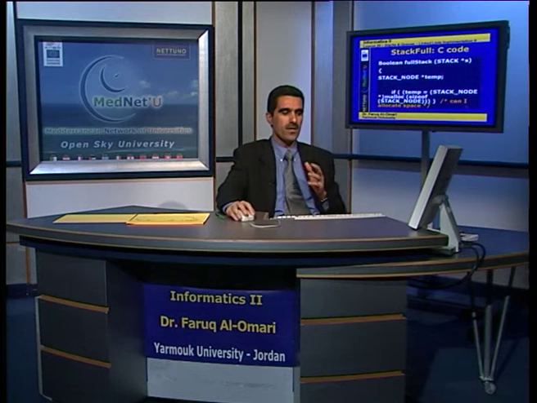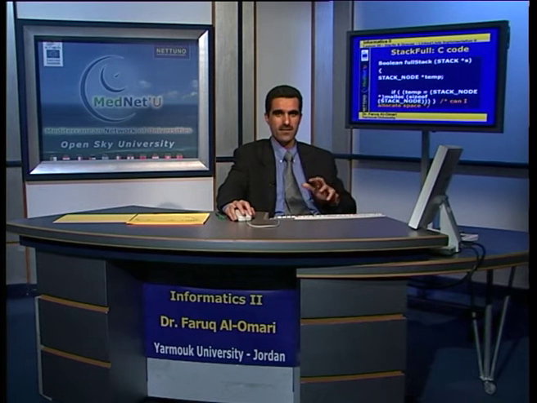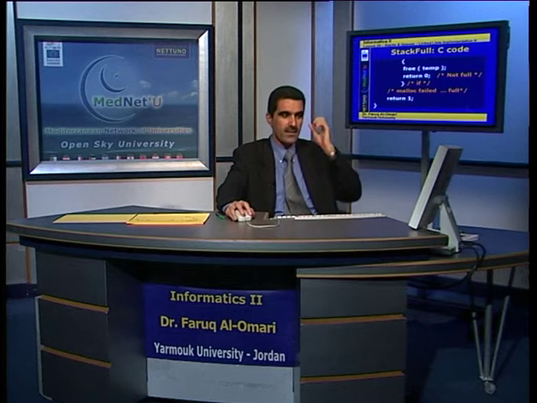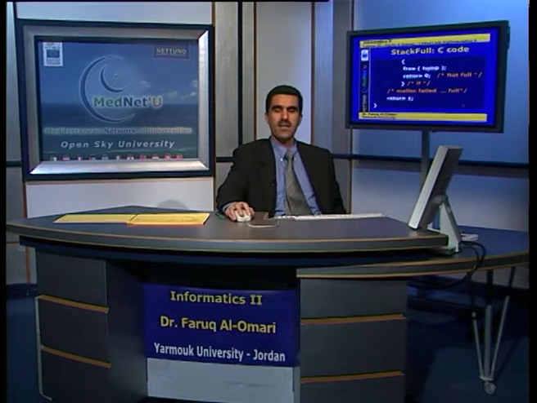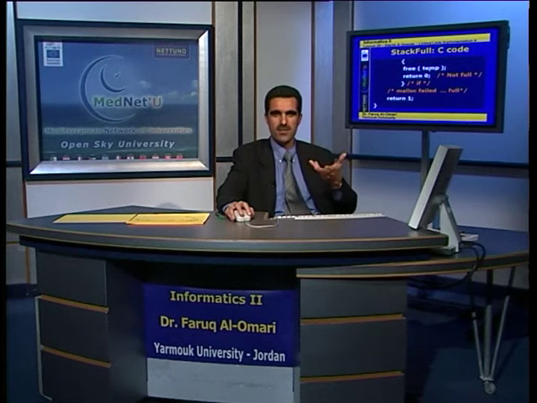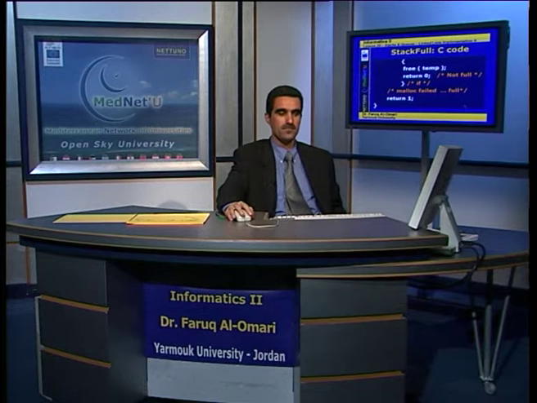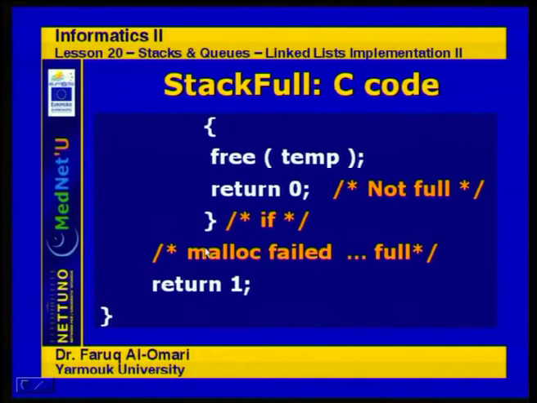All right? So I'm checking if the result of this malloc operation is something other than null, that means there is still space. Okay? So the stack is not full yet. So what I do in that case, again, I'm not going to keep the space. I just did this allocation to test the space in the memory. So in this case, I'm going to return 0, indicating that the stack is not full. I still have place to accommodate new customers. However, if the malloc fails, then I'm going to get here.